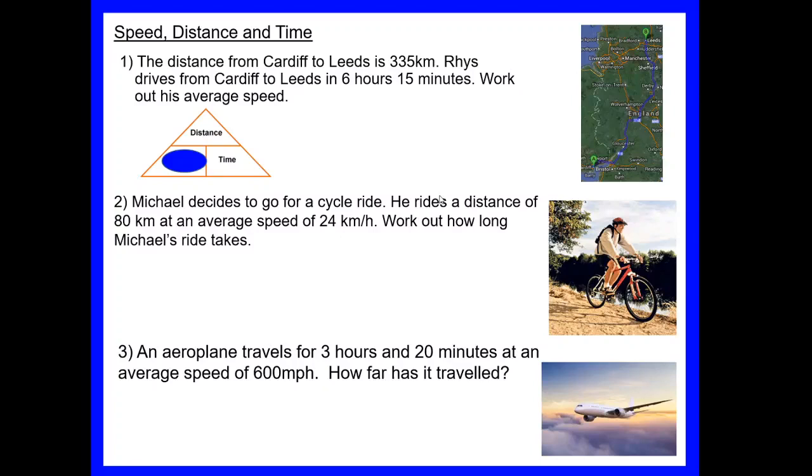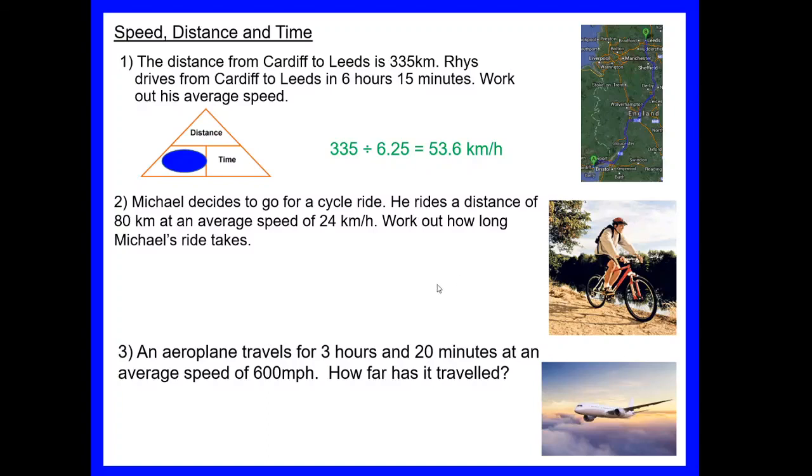Now we can see his distance there, 335 kilometres, and we've got our time in hours and minutes. Now we need the time to just be in hours. So we're going to change 6 hours and 15 minutes into hours, remembering 15 minutes, quarter of an hour, quarter is 0.25. So we will have 6.25. So 335, our distance, divided by 6.25, our time in hours, gives us 53.6 kilometres per hour.